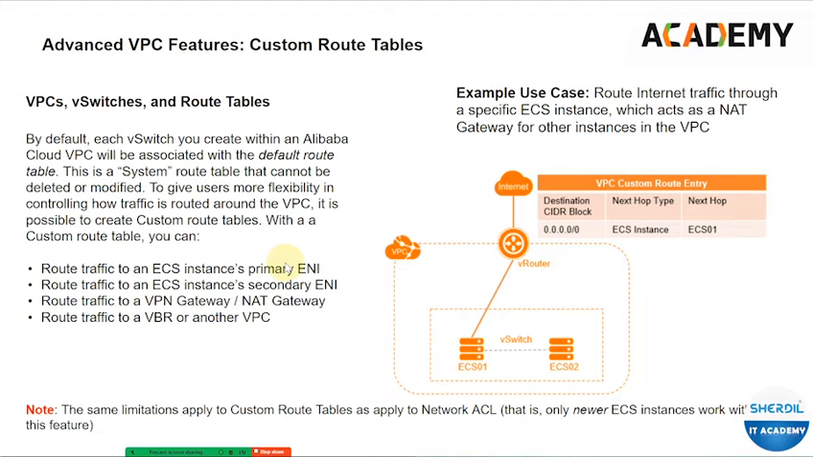Custom route table. So what's the difference between the default route table and a custom route table? If we talk about the custom route tables, we have the vSwitches, we have the route tables, and we have the networks available.